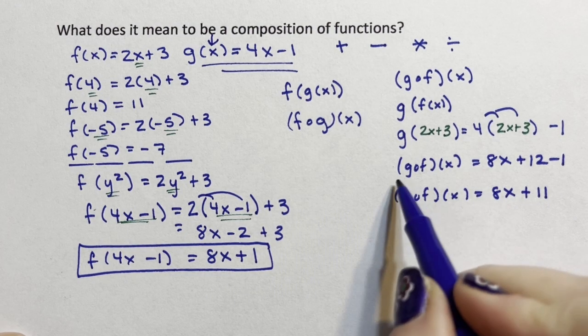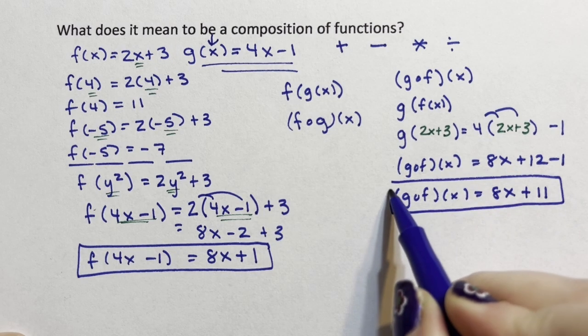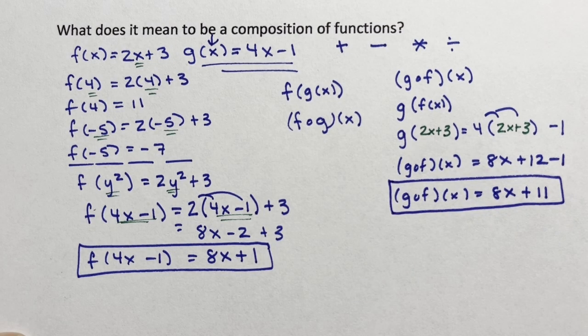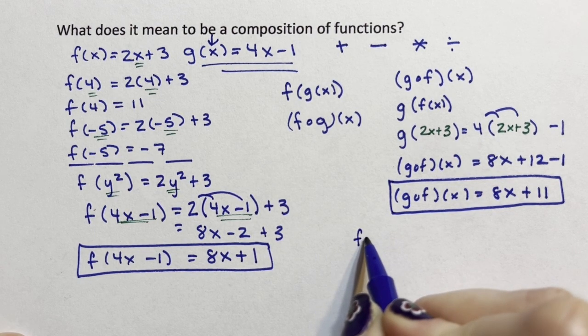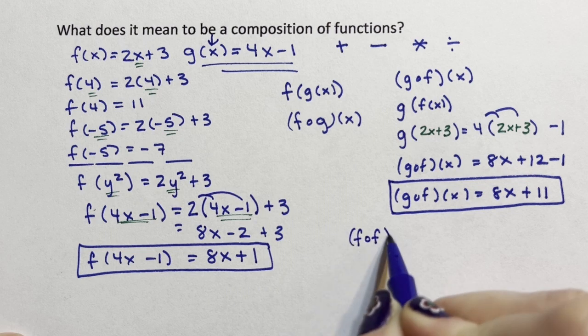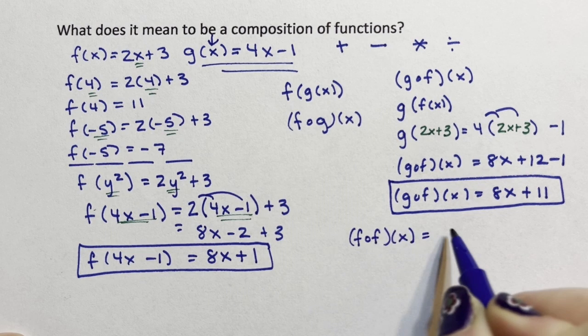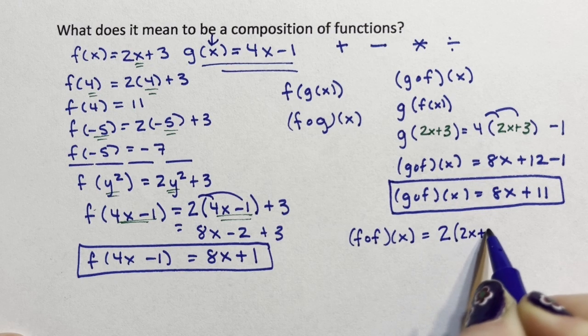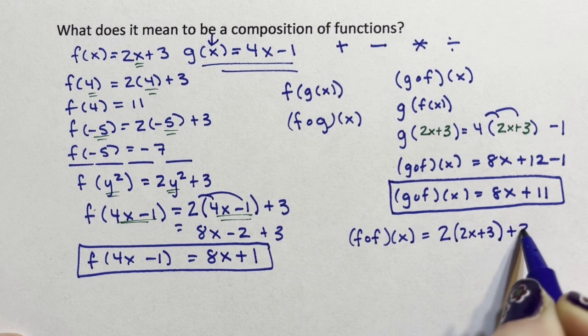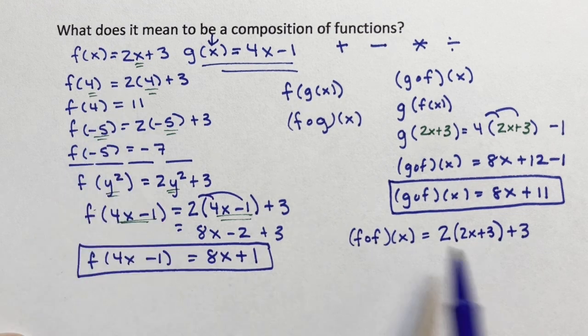Now you know what a composition is. I will add, as a little bonus to the video, I found f of g of x. I found g of f of x. You can actually put a function into itself. I could have found f of f of x. So this would be 2 times 2x plus 3 plus 3. I just put the function itself into itself. Sounds very weird.